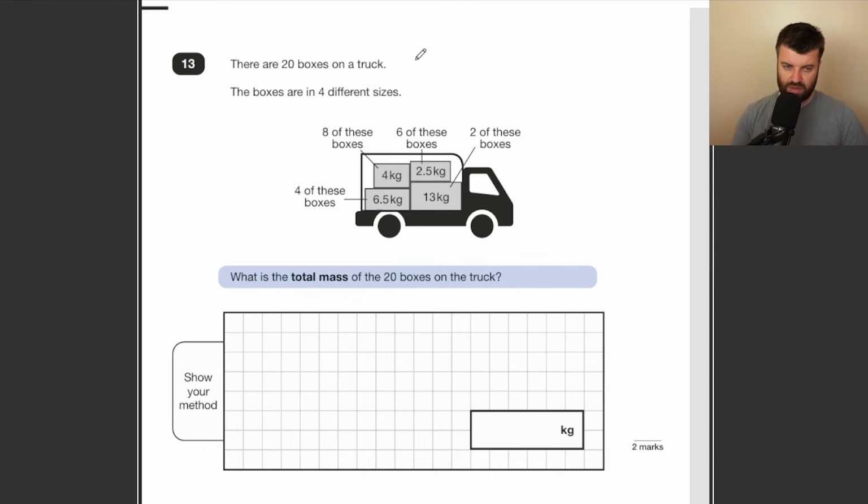Question 13, there are 20 boxes on a truck. The boxes are in 4 different sizes. 4 of these, 8 of these, 6 of these, 2 of these. Oh my gosh. What is the total mass of the 20 boxes on the truck?